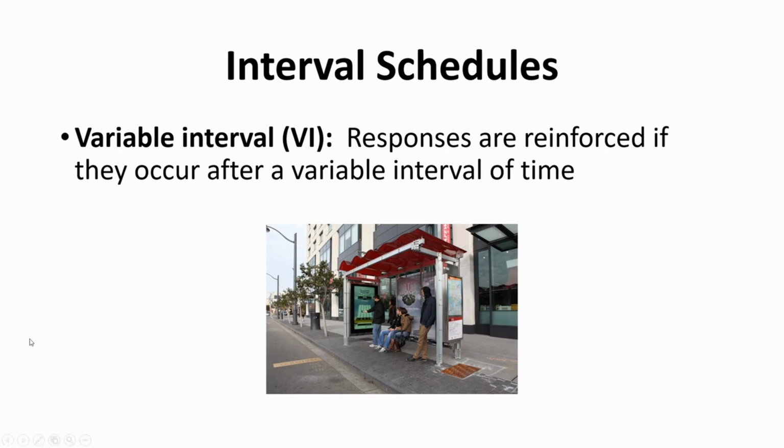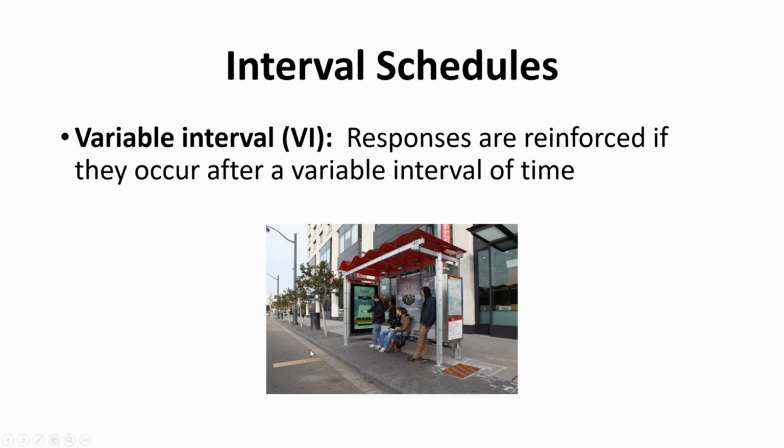So whereas our fixed interval might say every 10 seconds, our variable interval would be something like every 10 seconds plus or minus 3 seconds. Or every 10 seconds on average, but we might see reinforcement as soon as after 7 seconds or as long as after 13 seconds. So again, as soon as we introduce that little bit of wiggle room, as soon as we introduce that variability, then we're talking about some kind of variable schedule.